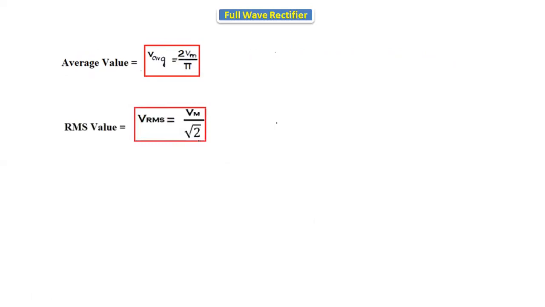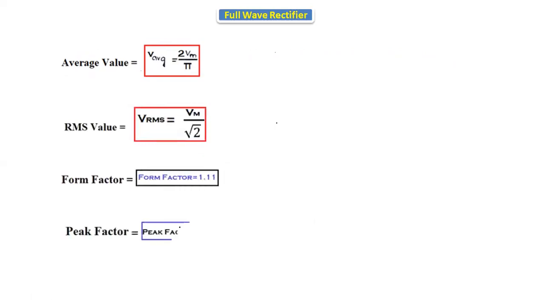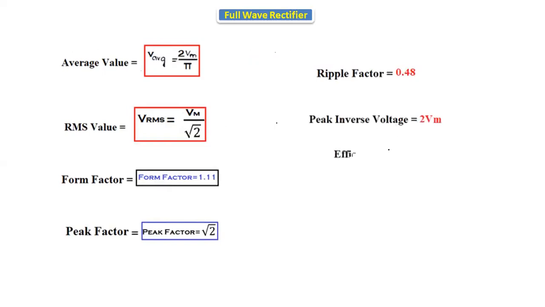Now if we see the summary, V average we got is 2Vm by pi, VRMS we got is Vm by root 2, the form factor is 1.11, the peak factor is root 2, the ripple factor we got is 0.48, the peak inverse voltage we got is 2Vm, the efficiency we got is 81%, and the transformer utilization factor is also 81%.